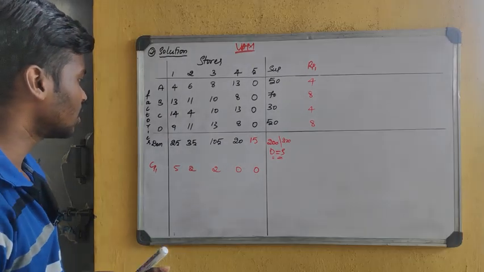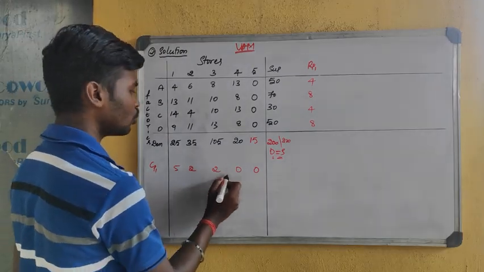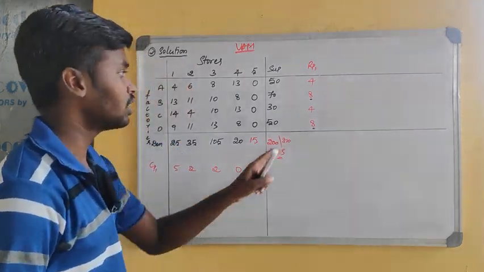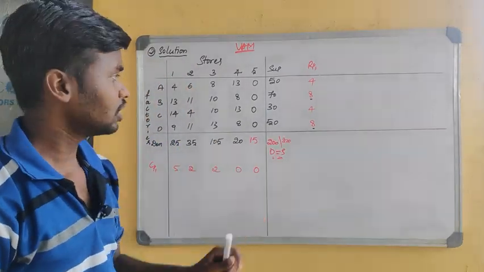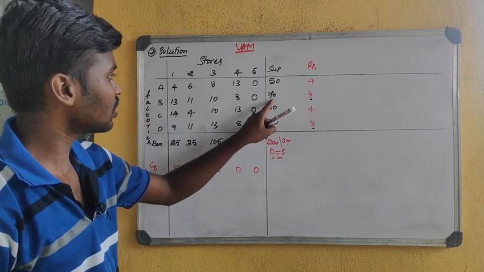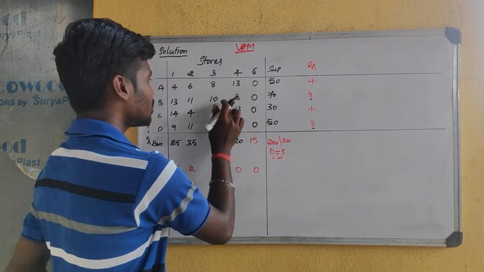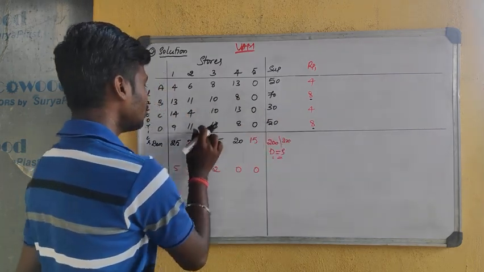Which is the highest number? Yes, 5, 2, 0, 0 and 8. So 8 is the highest penalty. So see, this 8 is related to this row.